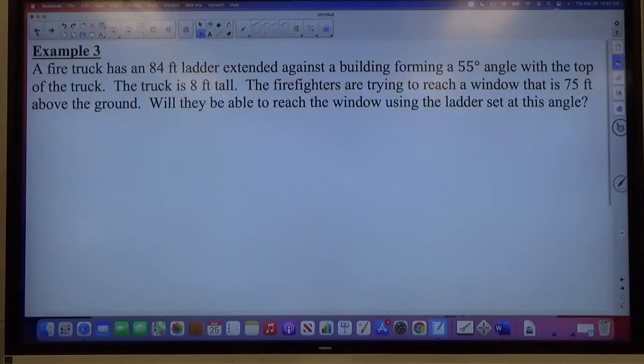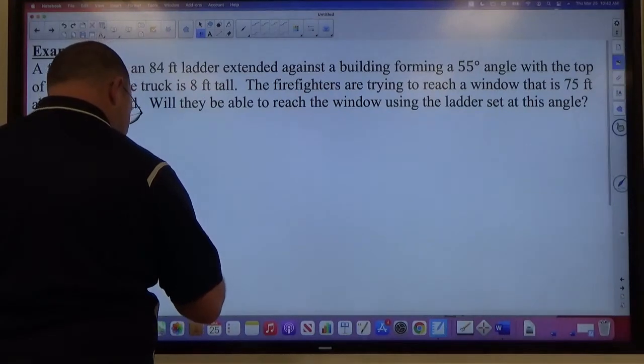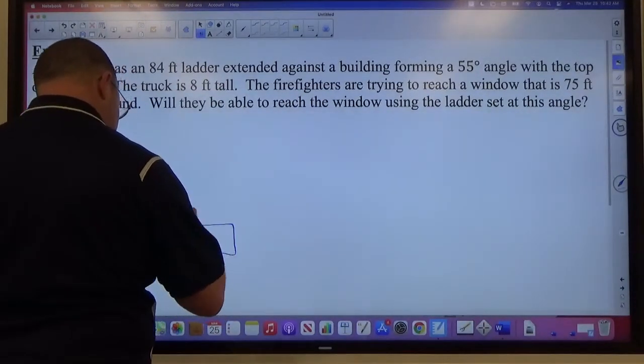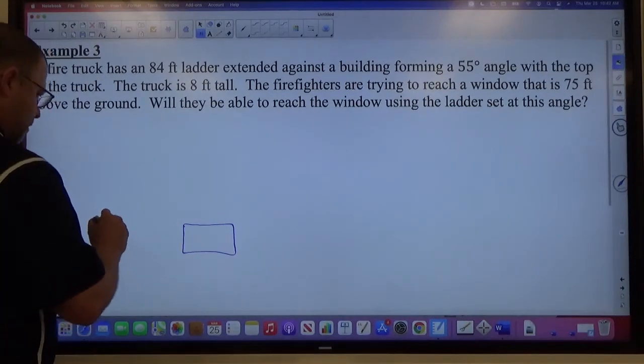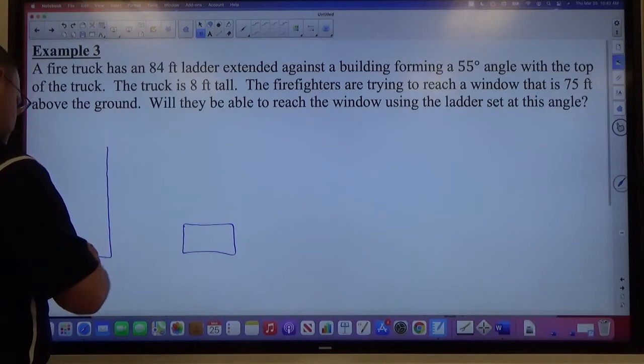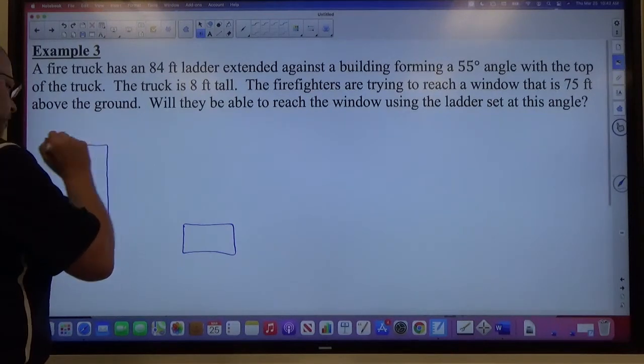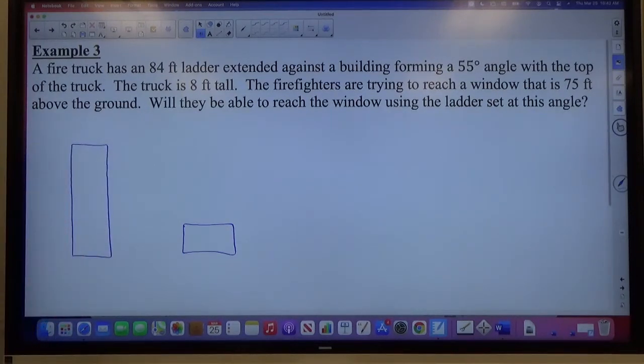So example 3: a fire truck has an 84-foot ladder extended against a building forming a 55-degree angle with the top of the truck. All right, so we have a fire truck here. It's a hover truck, it has no wheels. And we have a building here. Here's our building.